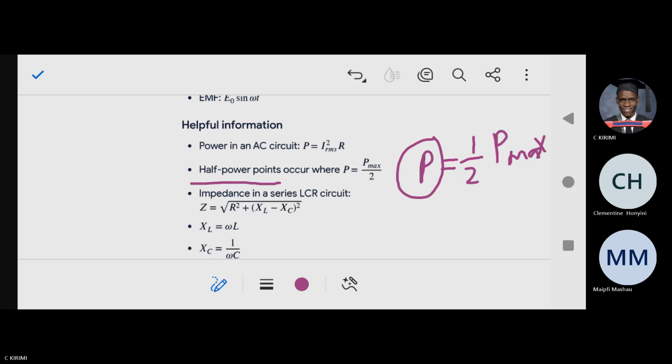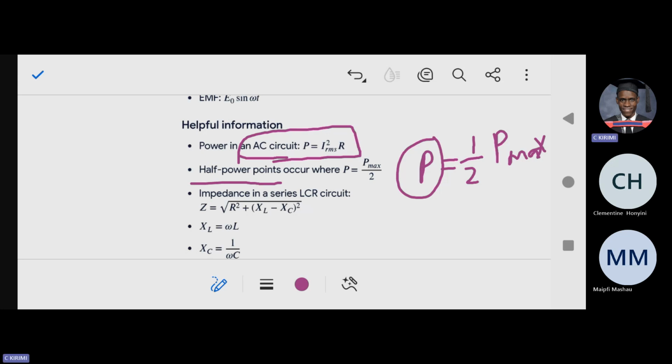But this we come back to matric AC, alternating current, direct current. It's coming back now when we are dealing with AC and DC circuit. So power is I squared RMS multiplied by the resistance.